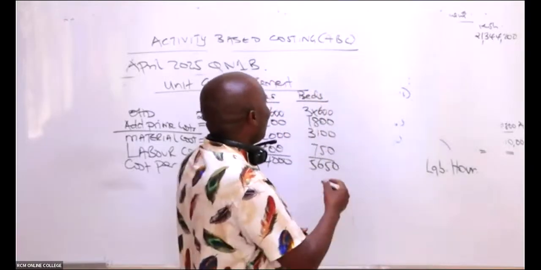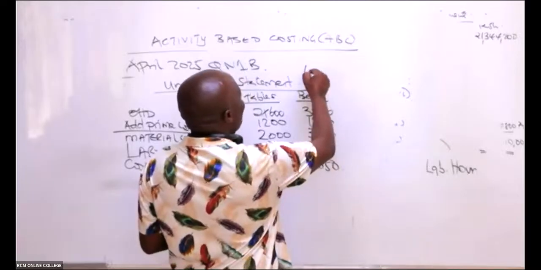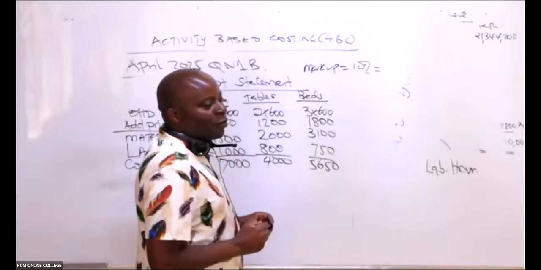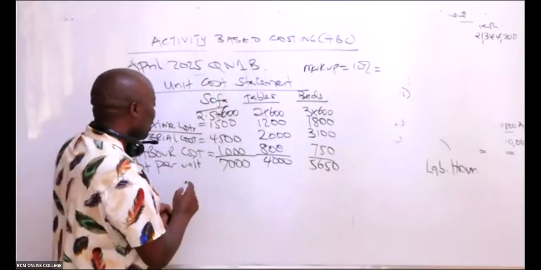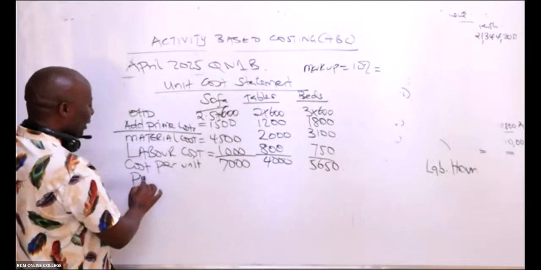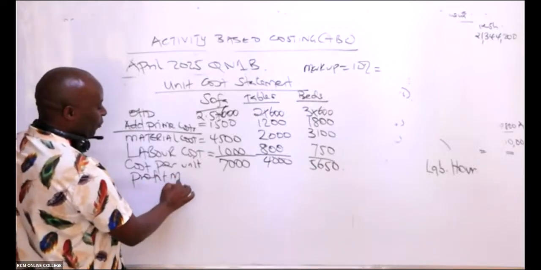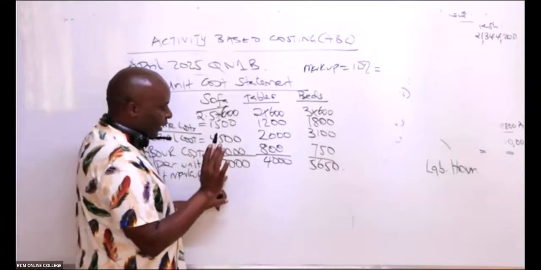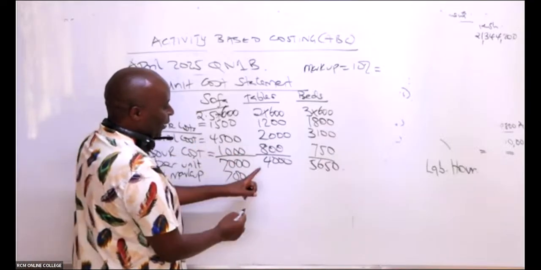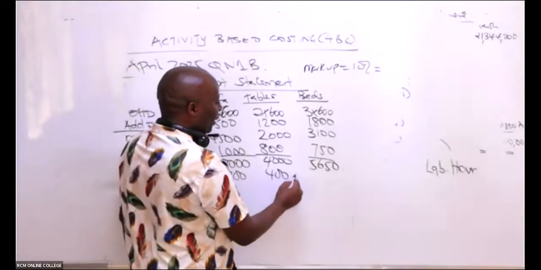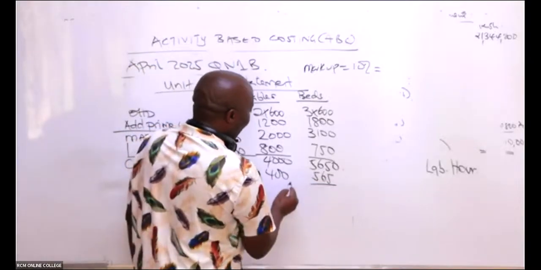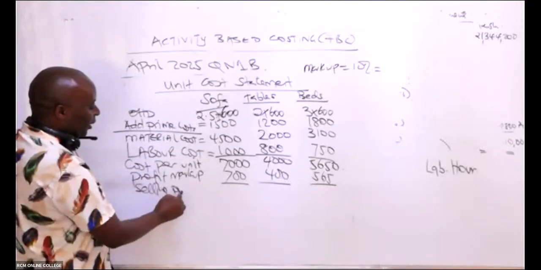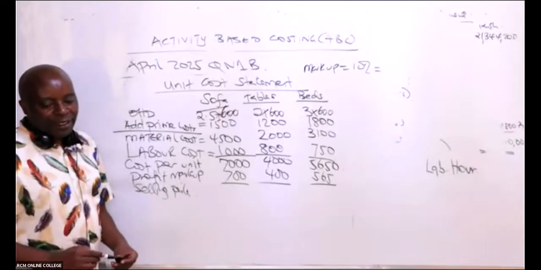Don't write this, but if he gave you a markup of 10%, then you should have come here and calculated the profit markup. So it'll be 10% of 7,000, which will be 700. 10% of this, 400. 10% of this, 565. And then when you add the two, you are able to get a selling price.